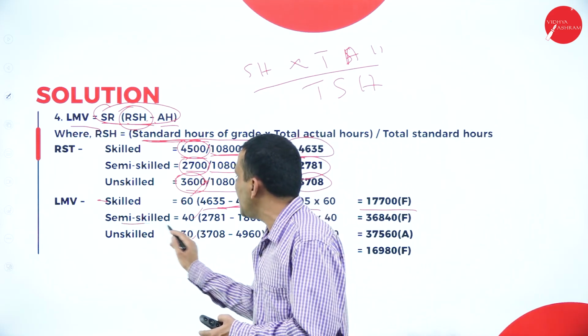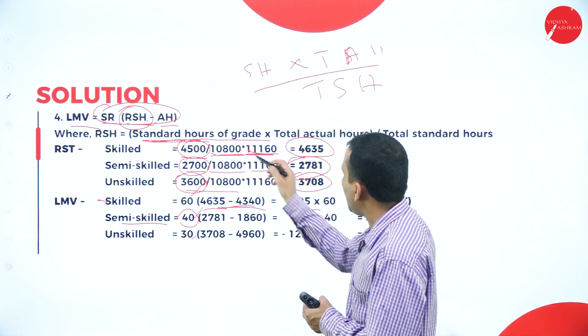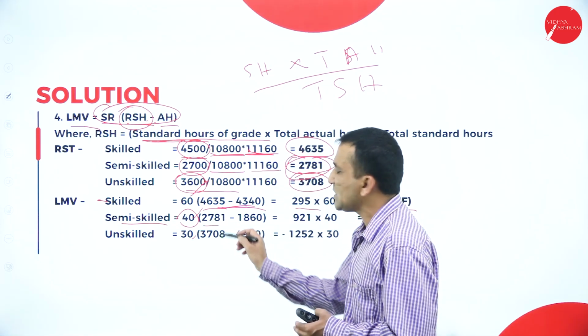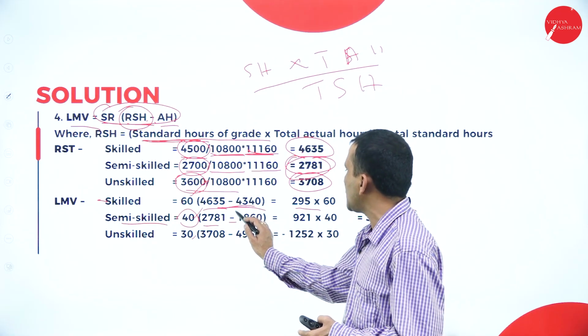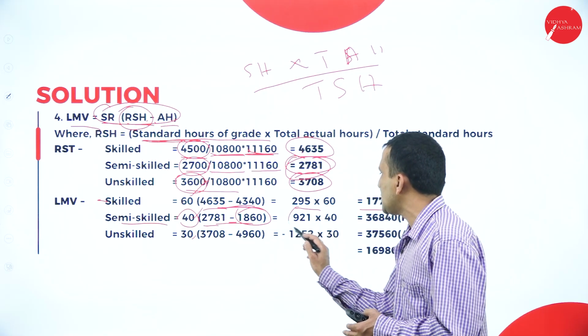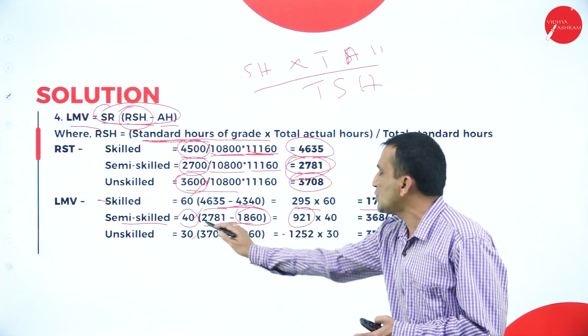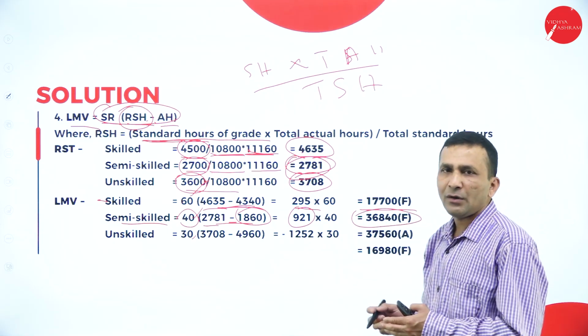Now moving to the semi-skilled, the standard rate we know is 40. Just now we calculated the revised standard hours 2,781 minus individual actual hours 1,860. If you take the difference, we are getting a positive 921 into standard rate, 36,840, which is a favorable result.